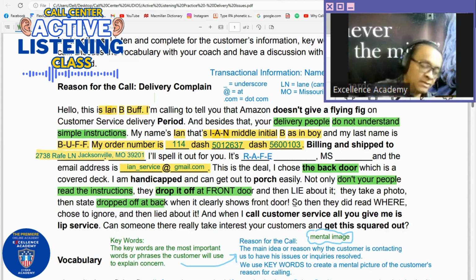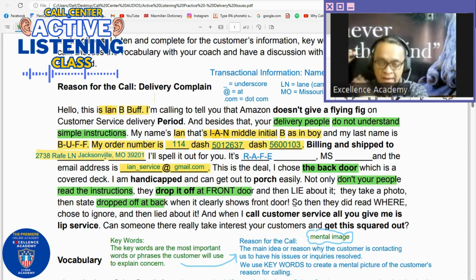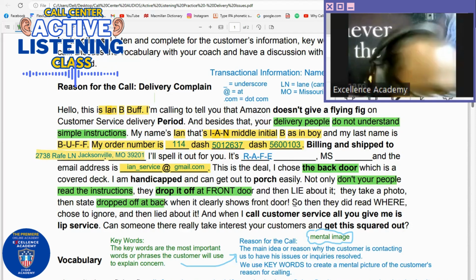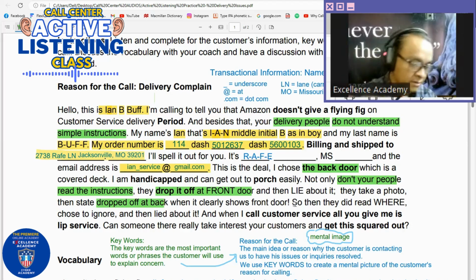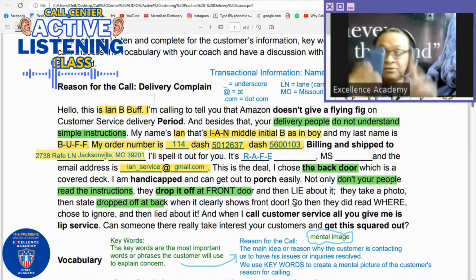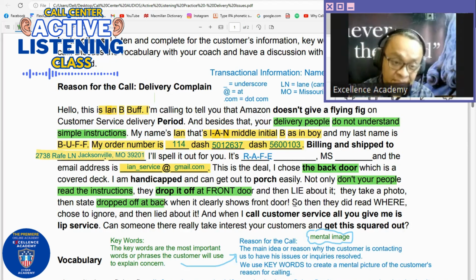So what they do is the driver receives instructions, right? They should leave the package at the back door. So the instructions are there for the driver. But the driver is on a tight schedule, and sometimes the driver doesn't have time to look for the back door. So what drivers do is leave the package at the front door most of the time. So the driver probably just left the package there, took a photograph to show that it was delivered, but the photograph shows the front door when the instructions clearly say leave it at the back door because I am handicapped.